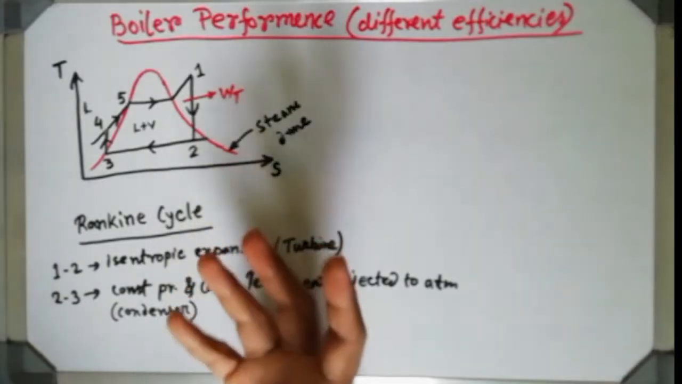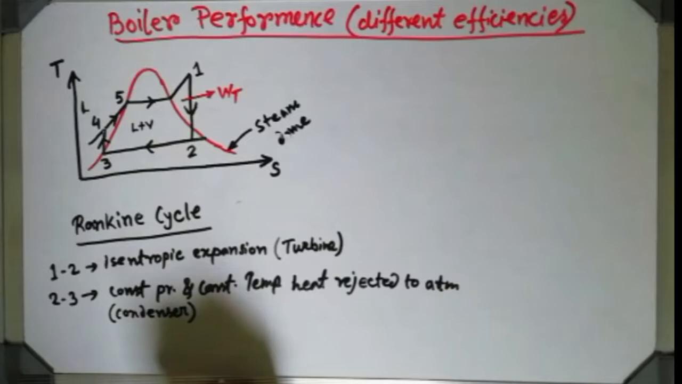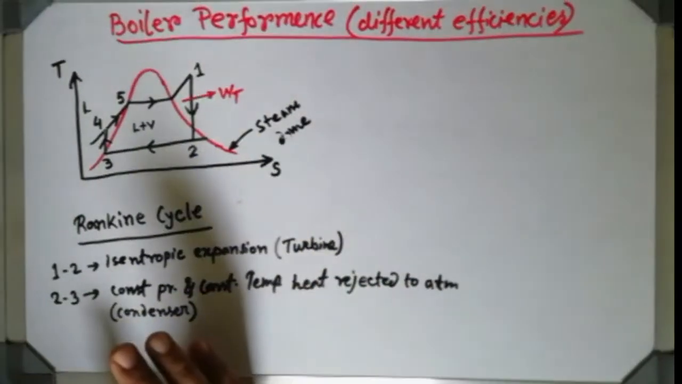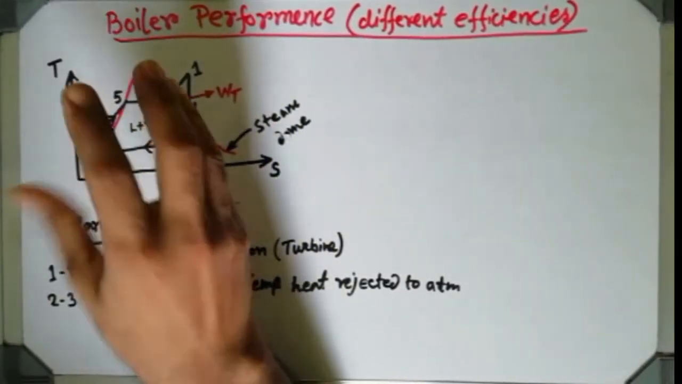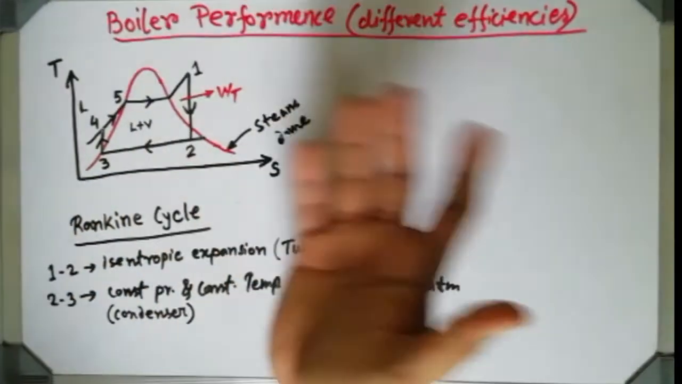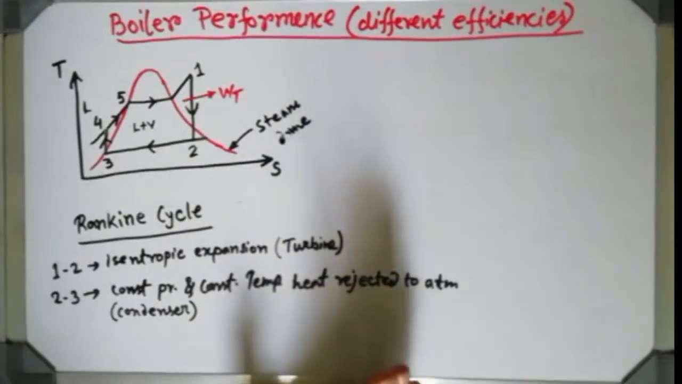Okay, and thus the rejected heat will be dissipated to the atmosphere. That heat will come to the atmosphere through the cooling water. First steam will reject the heat to the cooling water, then cooling water will be gaining that heat, and cooling water again radiates the heat to the atmosphere. So after all, the ultimate sink is the atmosphere.